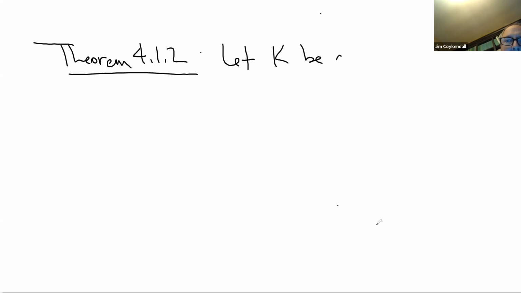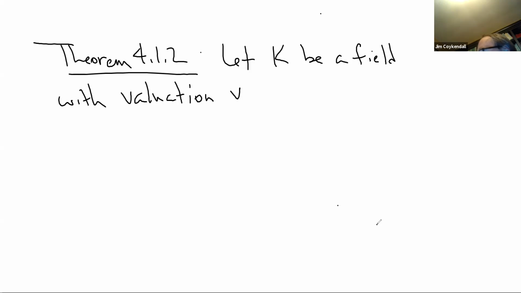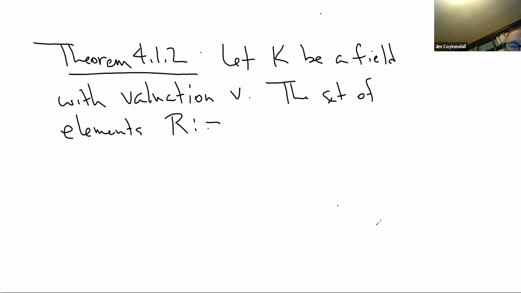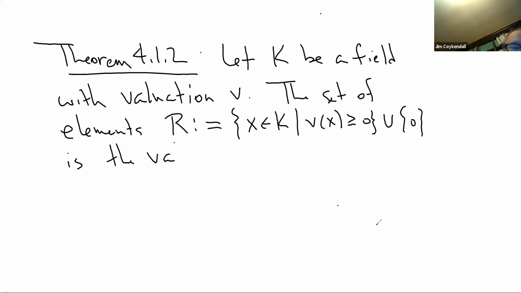Let K be a field with valuation V. The set of elements X in K such that the valuation of X is greater than or equal to 0, union 0, is the valuation domain associated to V.